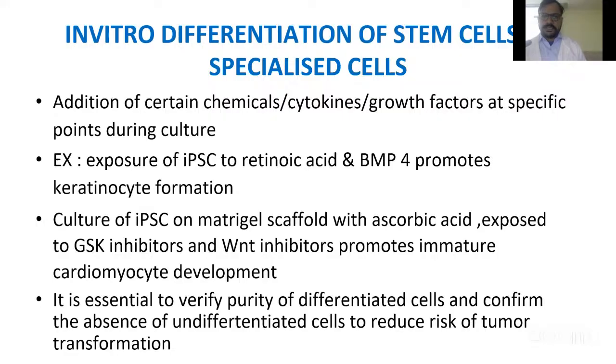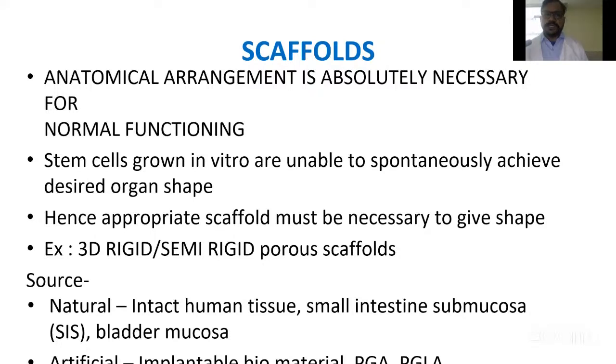Culture of iPSC on a matrigel scaffold with ascorbic acid, exposed to GSK inhibitor and Wnt inhibitor, promotes immature cardiomyocyte development. It is essential to verify purity of the differentiated cells and confirm the absence of undifferentiated cells to reduce the risk of tumor transformation. Scaffold.